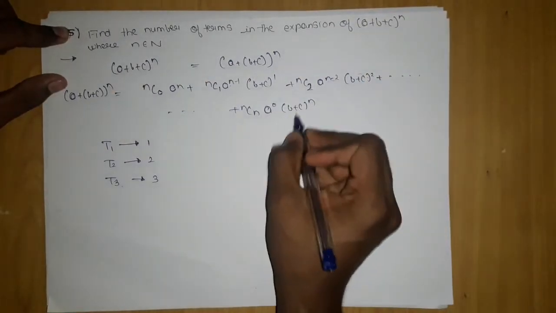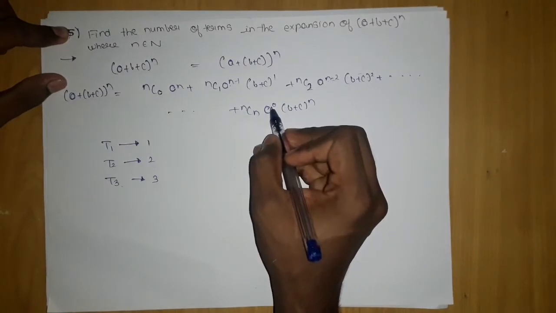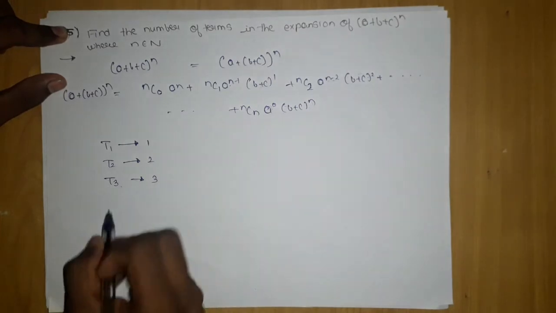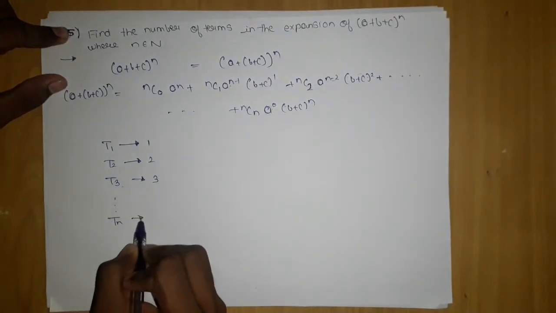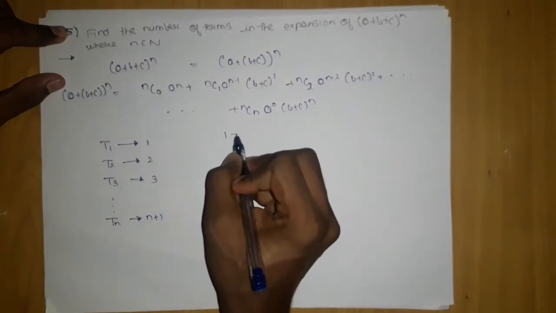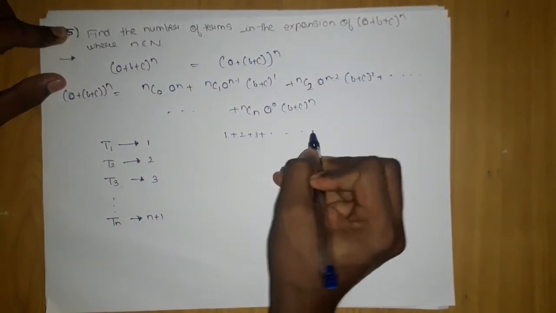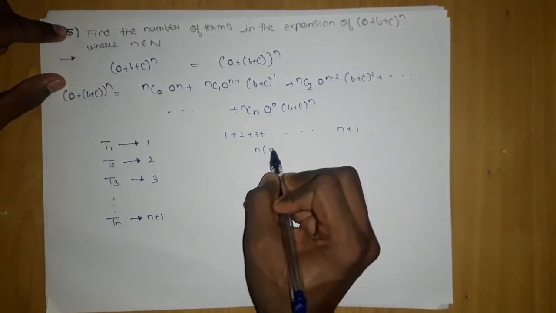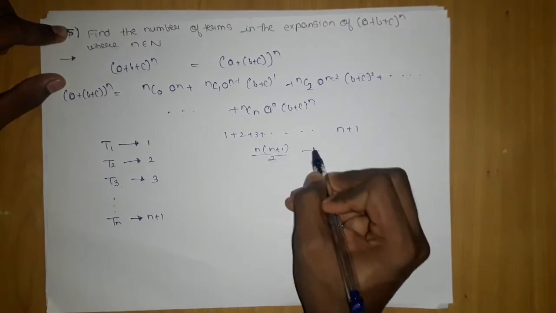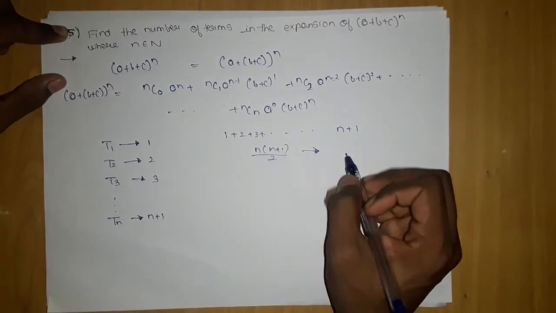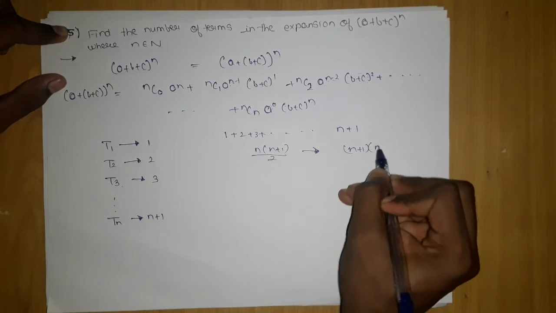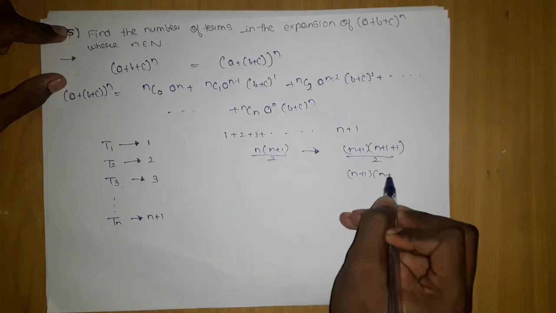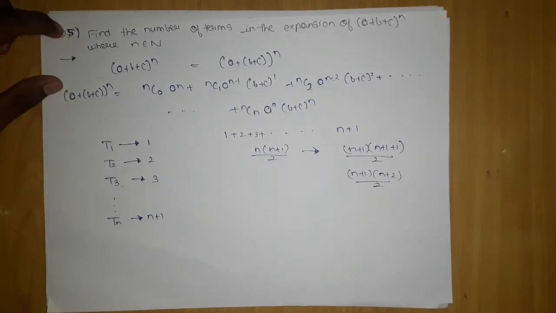Similarly we'll go on, and here in the last term, a^0 is 1. (b + c)^n has how many terms? n + 1. So in the last term we have n + 1 terms. So 1 + 2 + 3 and so on till n + 1. Now the sum of n natural numbers is n(n + 1)/2. So the sum of n + 1 natural numbers is just replacing n by n + 1: (n + 1)(n + 1 + 1)/2, which gives you (n + 1)(n + 2)/2. So this is your answer.